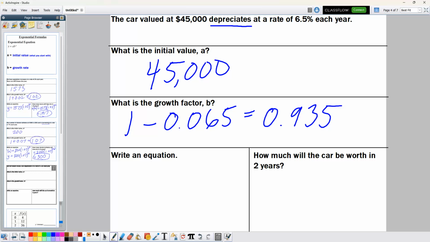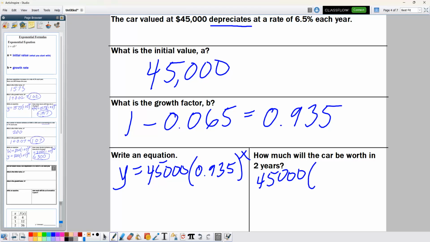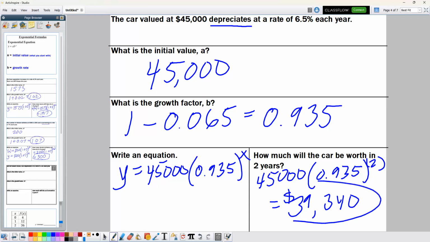So that's going to be 0.935. So when we write our equation, we'll have y equals 45,000 times 0.935 to the x. And how much will our car be worth in 2 years? All I'm going to do is take 2 and plug it in for x right there. That'd be 45,000 times 0.935 to the 2nd power. And our car is going to be 39,340, I believe, and change.